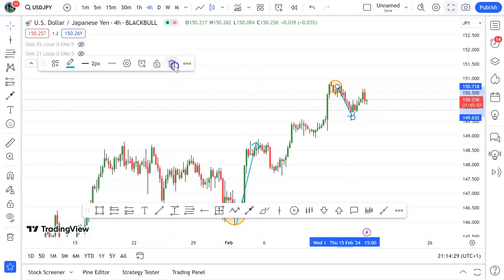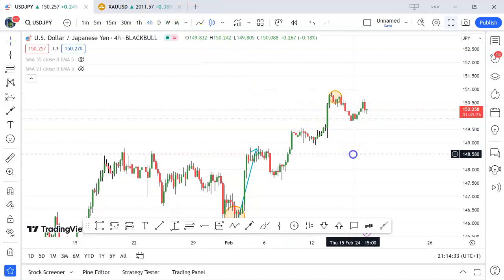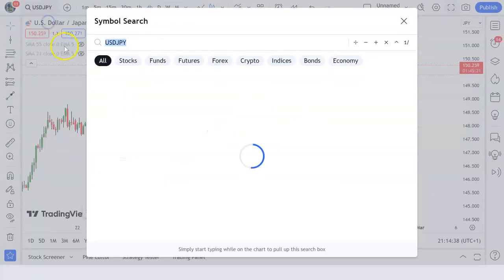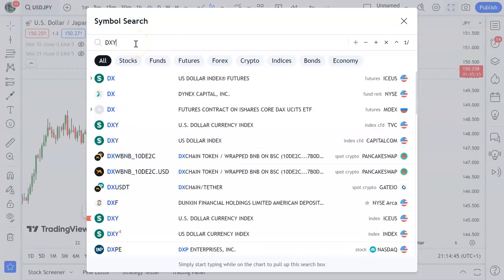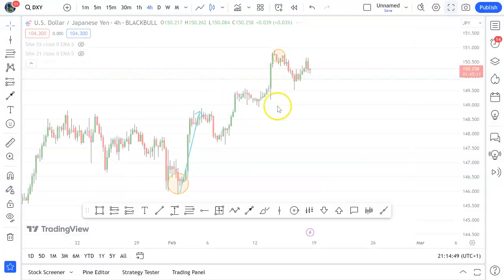And just a bonus before we end this session. Alright, so let's do a quick analysis on DXY, then predict where gold is heading to. Likewise, USD/JPY.